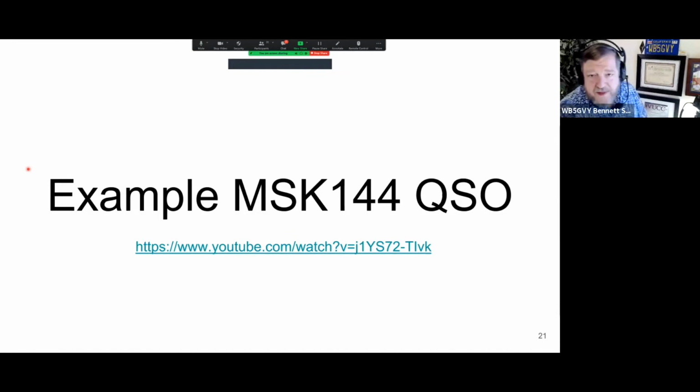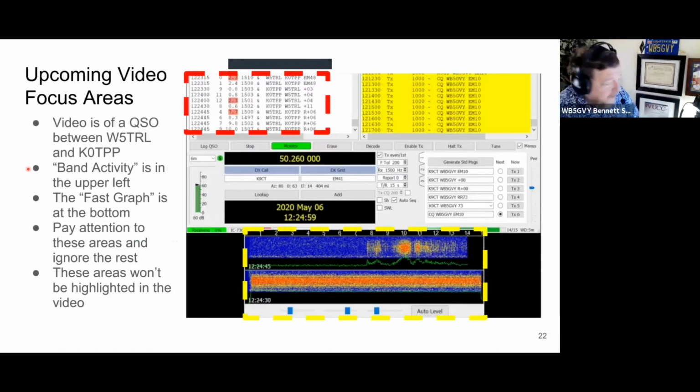So let's look at an example QSO. I'm going to set up a video that we're going to look at in the next foil, but I want to talk about what you're going to see first so that you can get more out of the video. This is a QSO that I monitored. I wasn't involved, but it's between a station that's local to me, WB5TRL, and K0TPP.